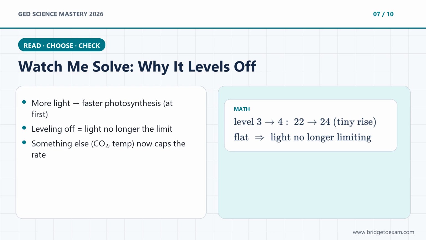Read. More light gives more oxygen, but the jump from level 3 to 4 is tiny, only 22 to 24. Choose. As light increases, the rate of photosynthesis increases, but the leveling off means light is no longer the limiting factor. Something else, like carbon dioxide or temperature, is now capping the rate. Check. I will not claim light always increases photosynthesis without limit. The data clearly show it levels off, so I stay inside the evidence.